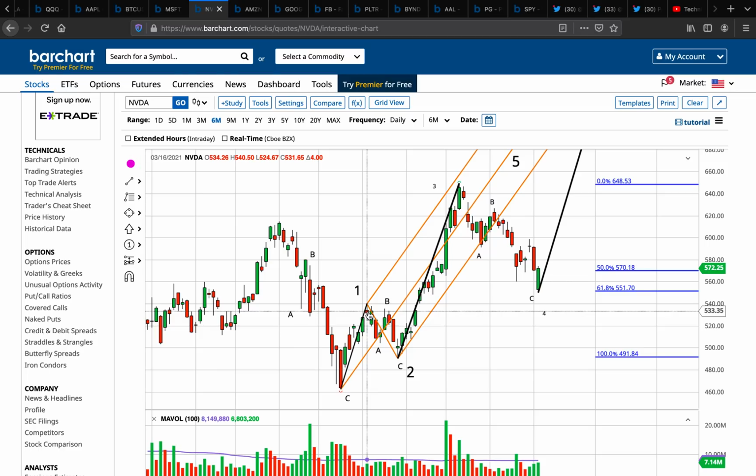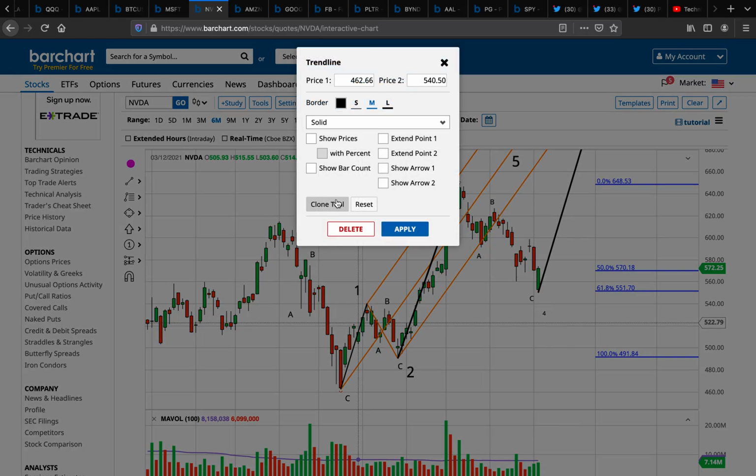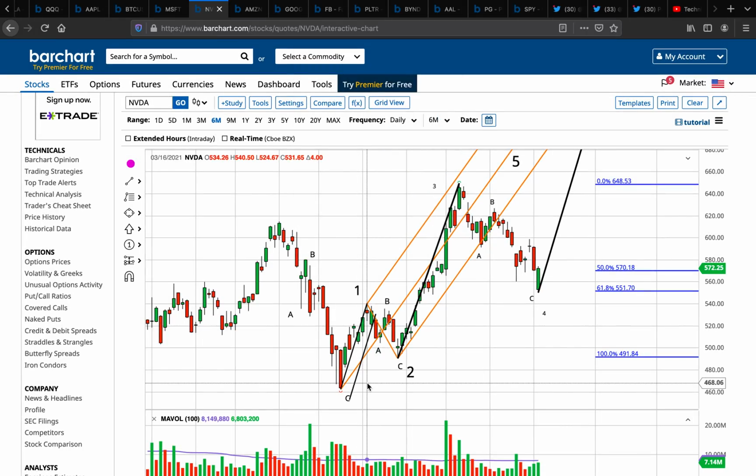So let's remember a pretty important principle of wave theory, and that's that the length of wave 1 placed at the wave 4 low gives a conservative wave 5 target. Let's also remember another rule.